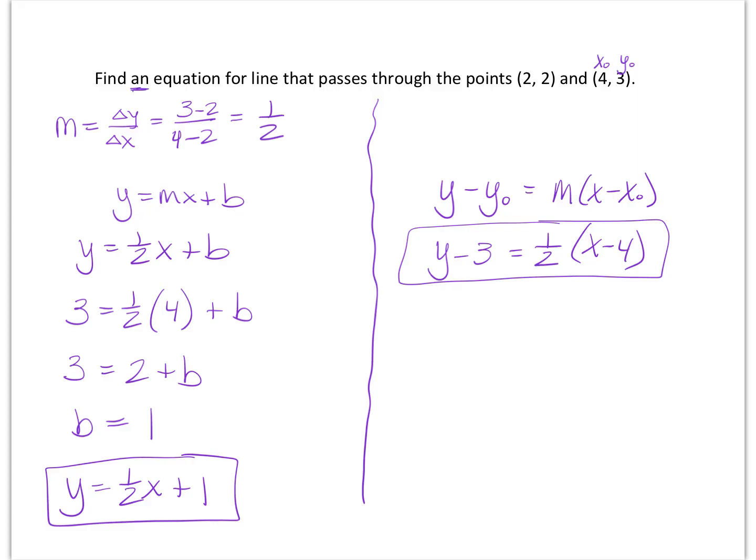But if you like this method, you can also put it into mx plus b format by distributing the 1/2 and solving for y. So we're going to get y minus 3 equals 1/2 x minus 2. Just distribute the 1/2 and then add 3 to both sides, and you get y equals 1/2 x plus 1. Same equation as the other method.